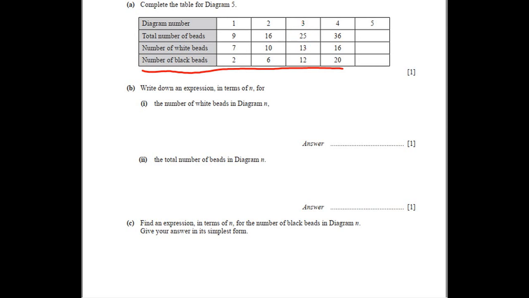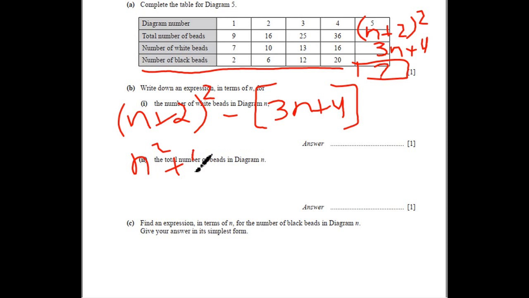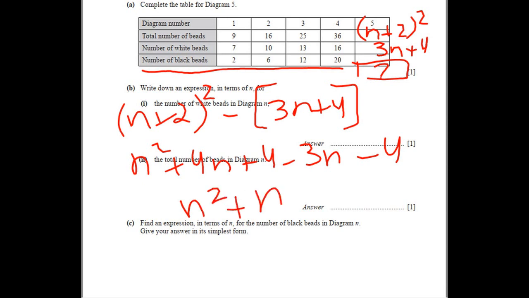So I already have the nth term for the total number of beads, that was (n plus 2) whole square, and I have the nth term for the number of white beads, which was 3n plus 4. So the nth term of this, we'll subtract these two nth terms. So (n plus 2) whole square minus (3n plus 4). Open and simplify, a square plus 2ab plus b square, minus 3n minus 4. We're left with n square plus n.